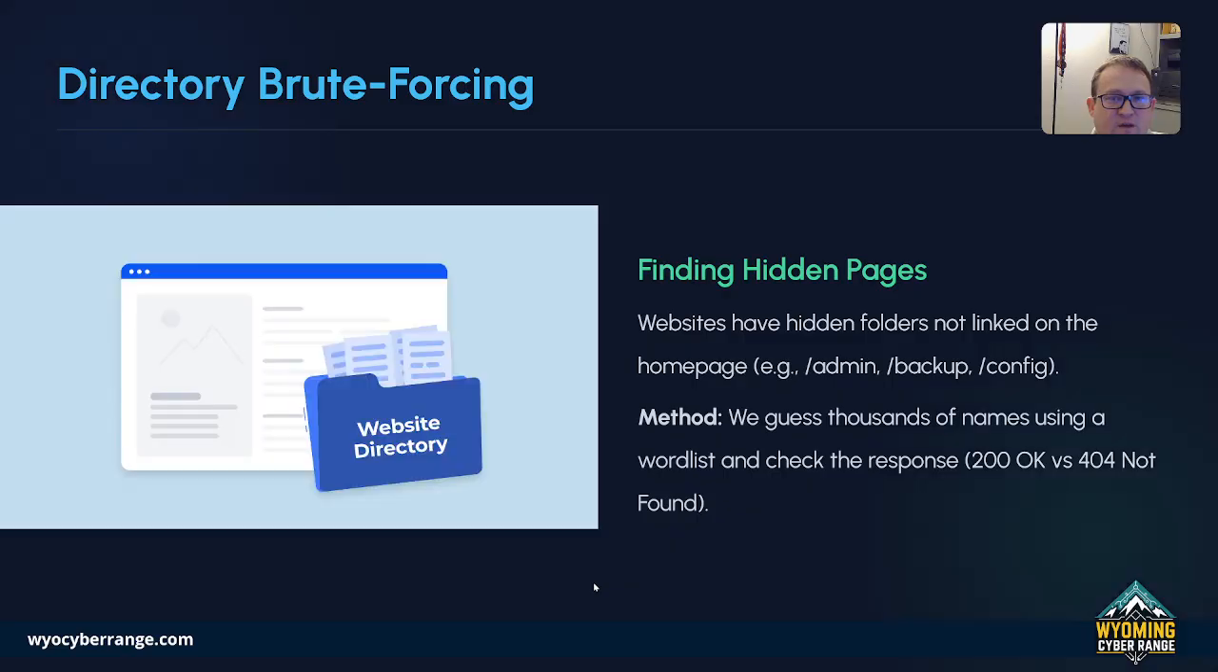Now, the first one there was directory brute forcing. Admins love to hide things on their websites, like /admin, /backup, or /config. But these aren't normally crawled. If you go look at their robots file, a lot of these things are forbidden to be crawled. So we can use a word list to request thousands of names and watch for a 200 OK response back from that server. If we get a 200 OK, we know it exists.